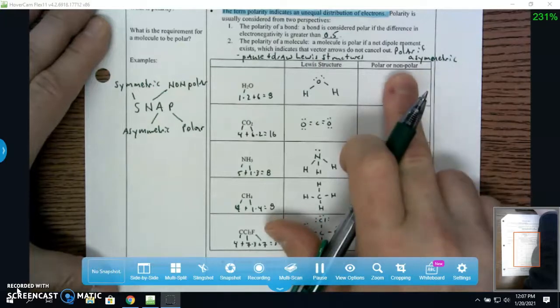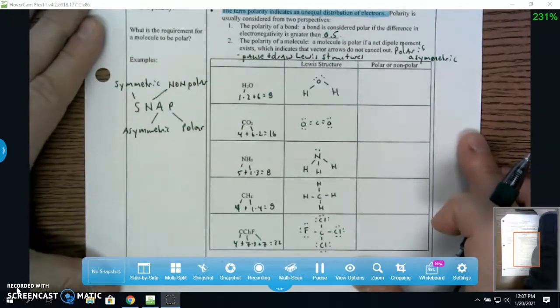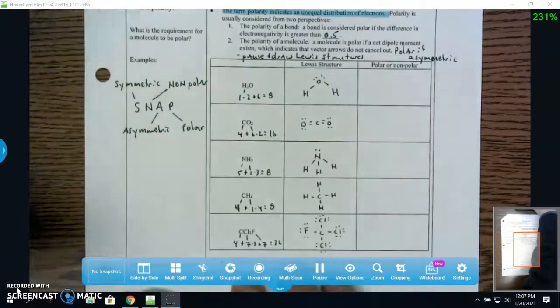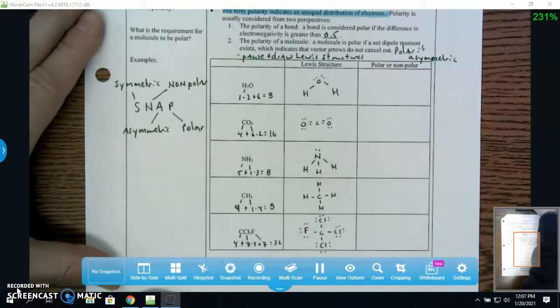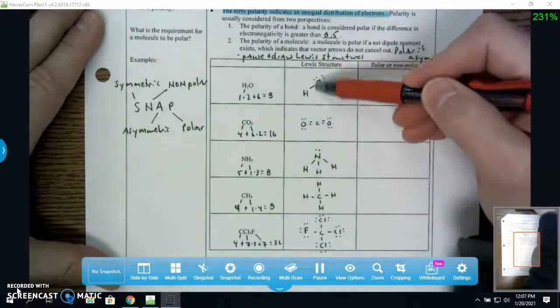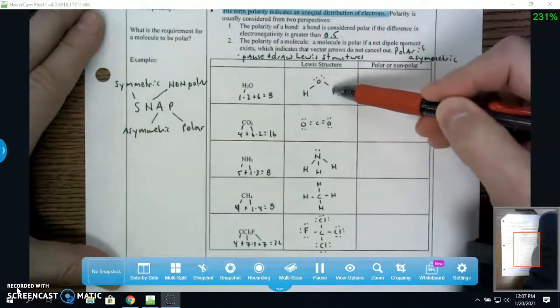So remember, when you're trying to figure out if an overall molecule is polar or nonpolar, you apply the acronym SNAP: symmetric, nonpolar, asymmetric, polar. So what does this mean? All right, I'm going to draw some lines of asymmetry for anything that is asymmetric. When you're analyzing for symmetry, you need to draw a vertical line straight down the middle and ask yourself if the left and the right are symmetric.